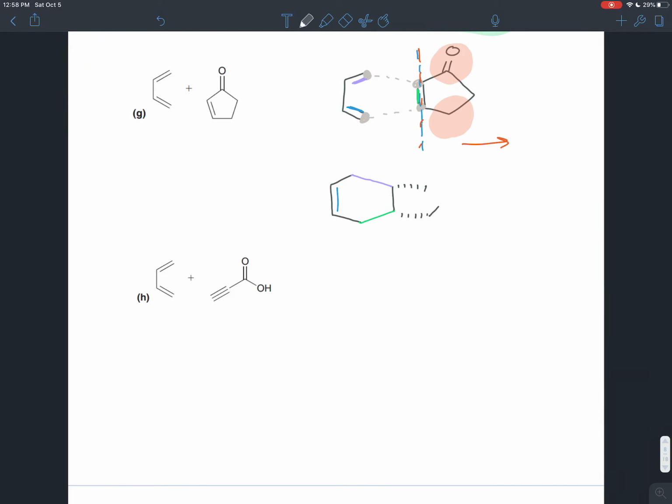So then we'll just add that extra carbon in, and here we'd have our ketone. And so that would be your product for this Diels-Alder reaction.